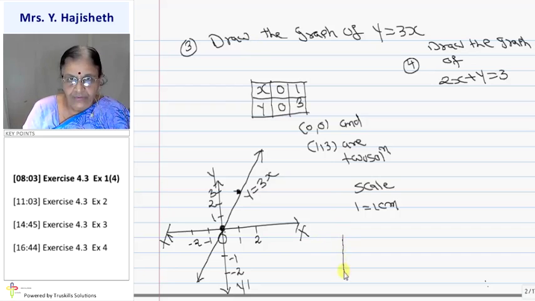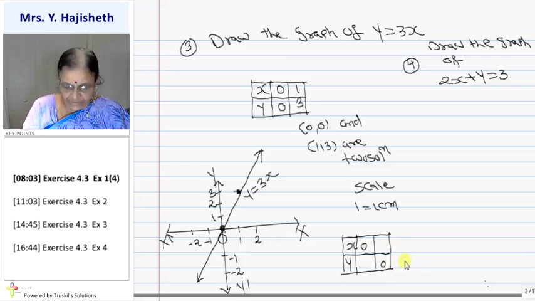Table बनाएंगे 2x plus y is 3 का like this. X, y. X is 0, what is y? And y is 0, what is x? चलो x is 0 रख देते हैं.